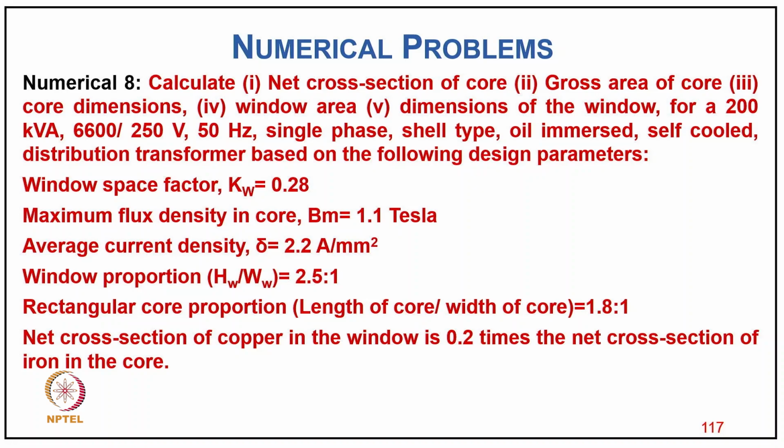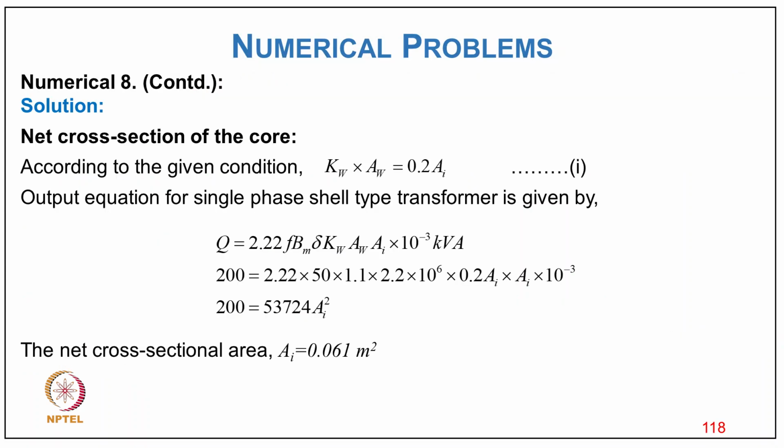for a 200 kVA, 6.6 kV, 250 volt, 50 hertz, single phase, core type, oil immersed self-cooled distribution transformer based on the following parameters: window space factor Kw equal to 0.28, maximum flux density in core Bm equal to 1.1 Tesla, average current density sigma equal to 2.2 ampere per millimeter square, window proportion HW to WW 2.5 to 1, and rectangular core proportion, length of core to width of the core, is 1.8 to 1, and net cross section area of copper in window is 0.2 times the net cross section area of the iron of the core.